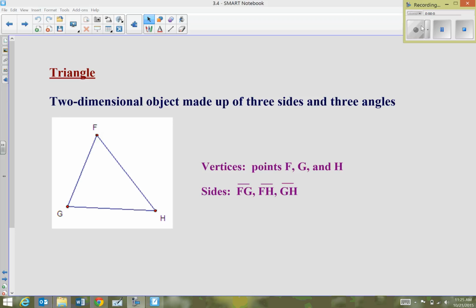So today I want to talk about triangles. First of all, let's go ahead and define the term triangle. A triangle is a two-dimensional object made up of three sides and three angles.